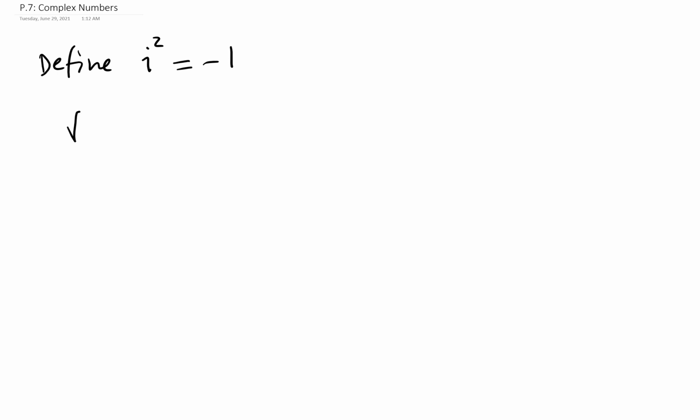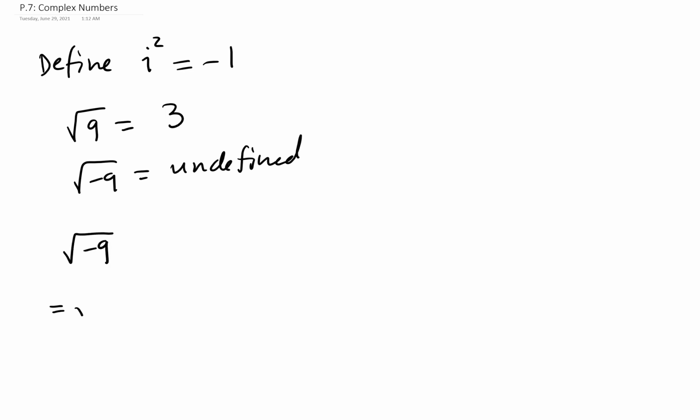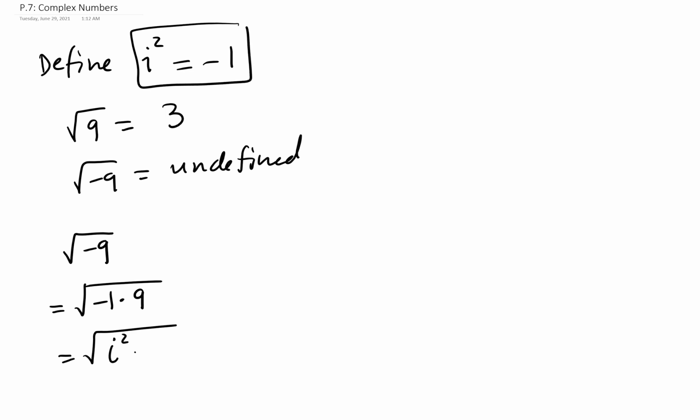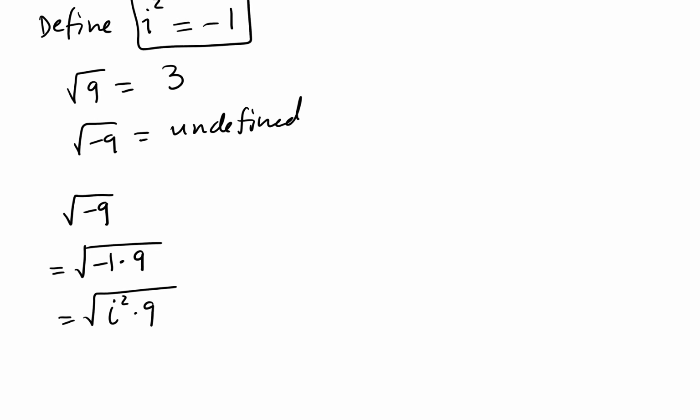When we are asked to simplify the square root of 9, you say 3. And for the square root of -9, you always say undefined. Undefined over the real numbers. But over the complex numbers, we can simplify it. How is that? We can write -9 as -1 times 9, and -1 can be replaced with i squared. So i squared times 9. The 9 comes out as a 3 and the i squared is an i. So it has an answer over the complex numbers.